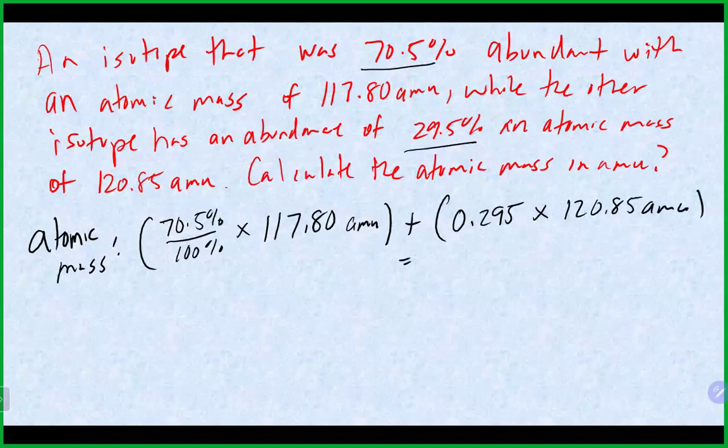And if we put all that together, once again here, I would probably use equals in between and then open a parenthesis for the second part of that calculation. And that's going to get us about 118.7 AMU in this particular case as the atomic mass of this particular element.